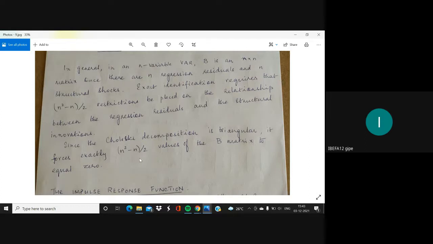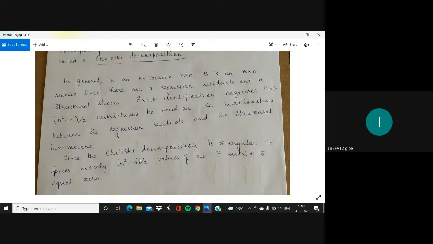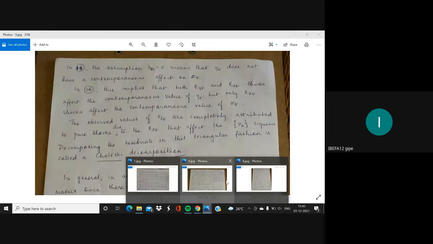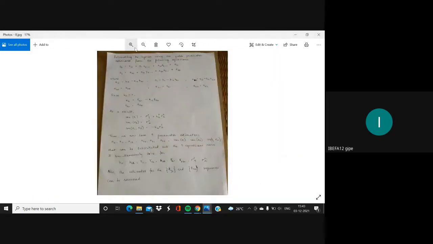So whenever you're estimating the VAR model, what you can do is, since your right hand side variables, if you look at the standard VAR model, let's see if it's over here. Yeah.